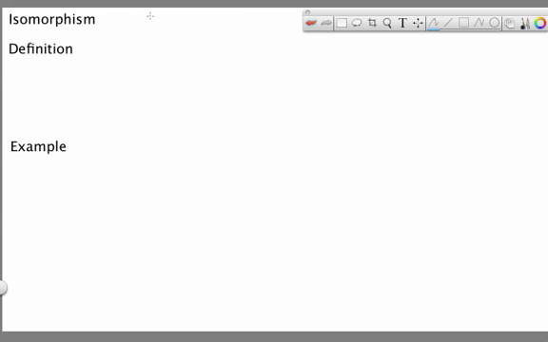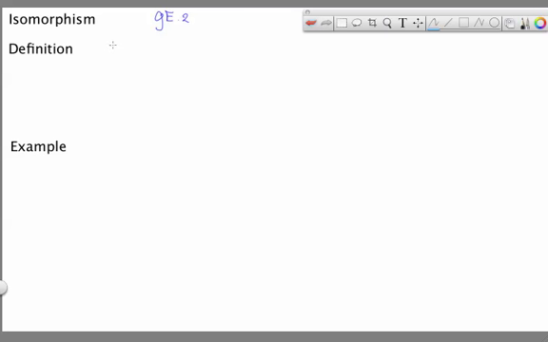Well, hello. Today I would like to give a short explanation about isomorphisms, which is chapter 9E, section 2. Now, the first thing we are going to have a look at is what is an isomorphism.